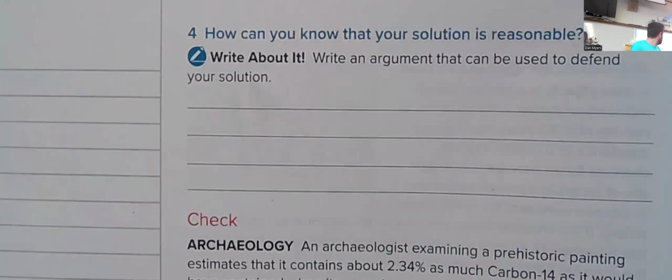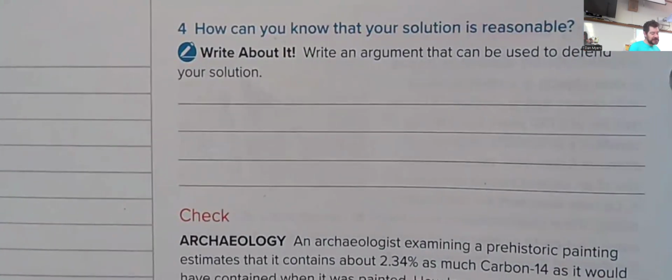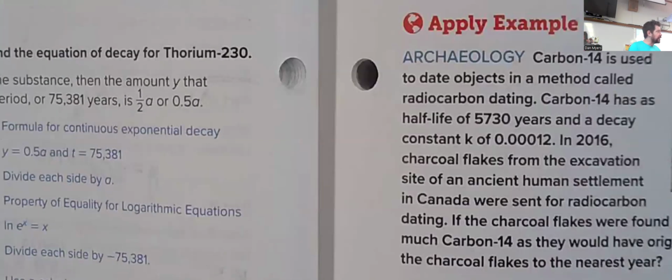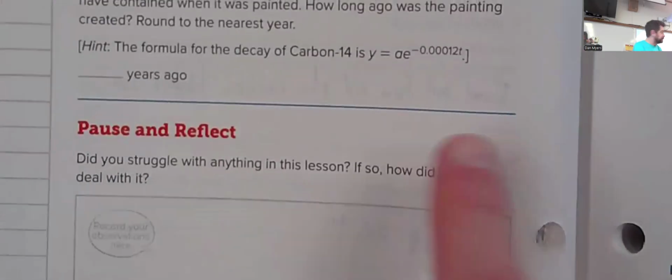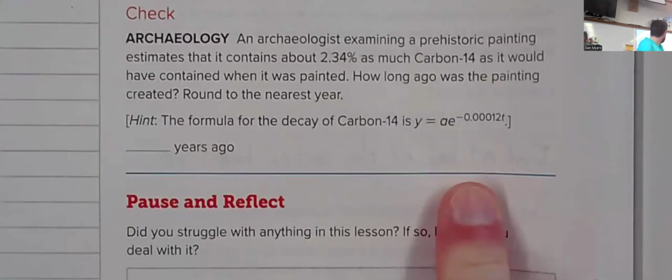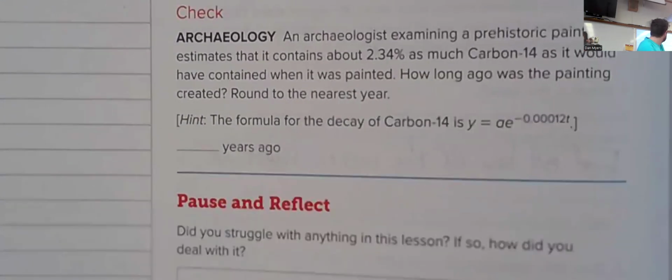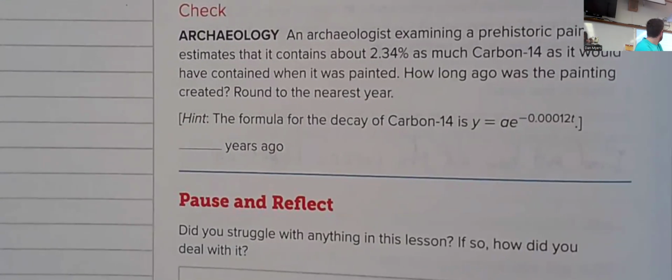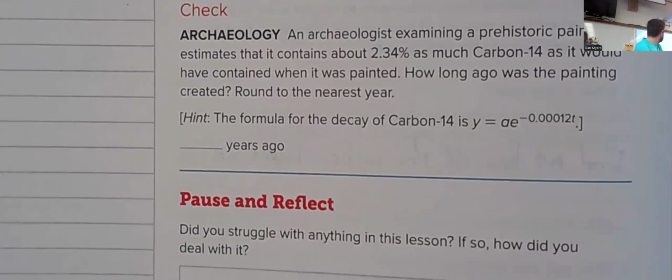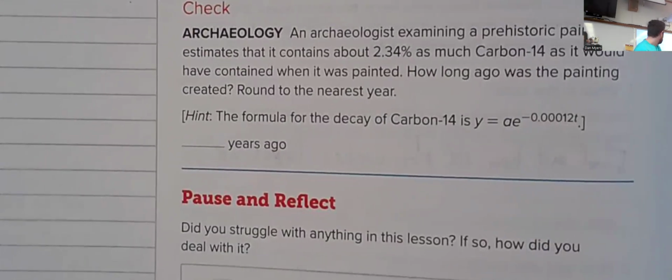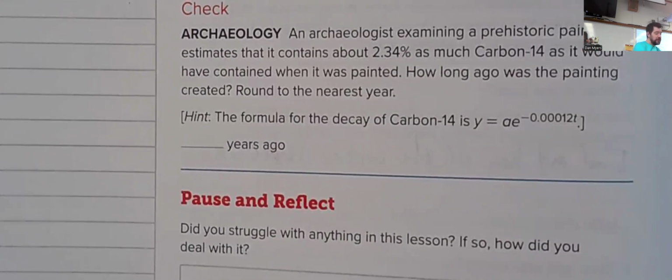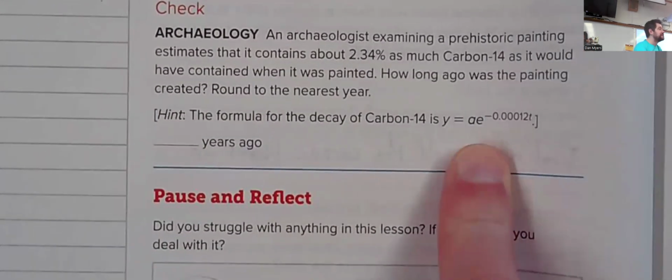How can you write an argument that can be used to defend your solution? Well, honestly, you could graph it on a graphing calculator. You don't need to write that, but you could certainly do that. So let's take a look here. Very last one. An archaeologist examining a prehistoric painting estimates that it contains about 2.34% as much carbon-14 as it would have contained when it was painted. How long ago was the painting created? Round to the nearest year.